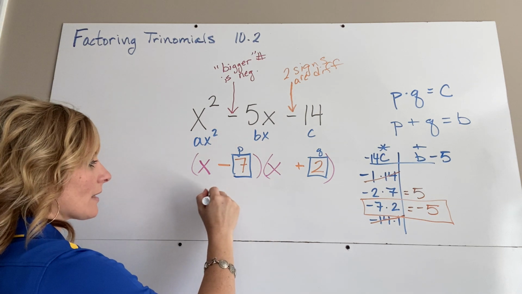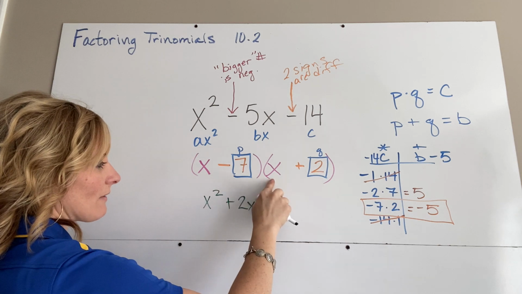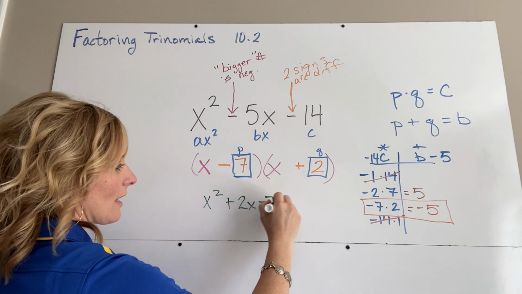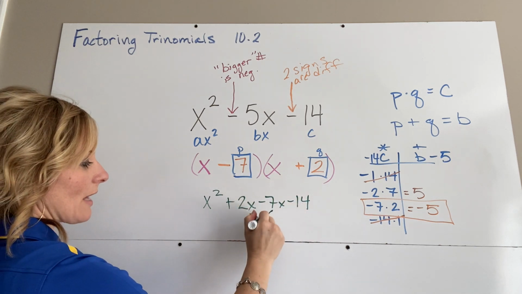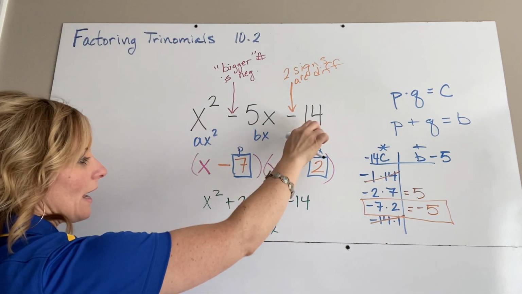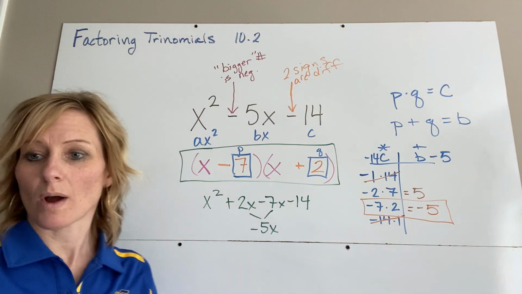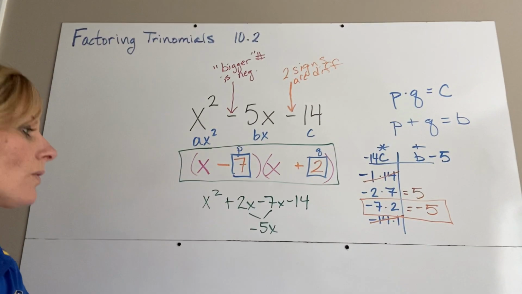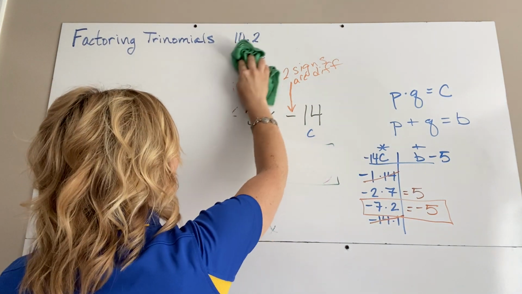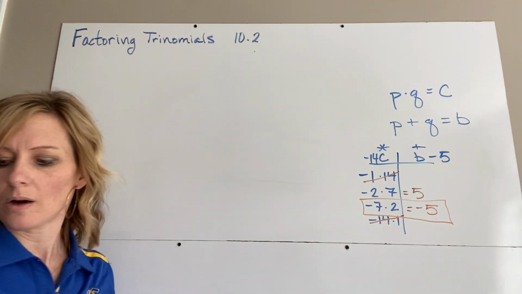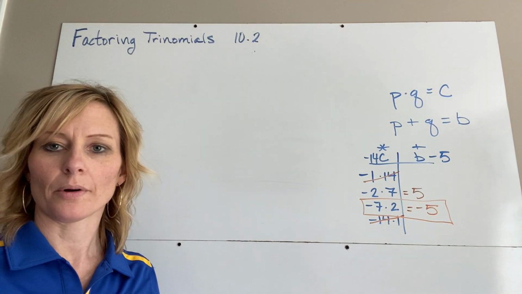X times x, x squared. X times 2, it's a positive, 2x. Negative 7 times x, negative 7x. Negative 7 times 2, negative 14. You see these come together, give me that negative 5x, and I know that I'm right, okay? If you watched that, you'll know that I just did number 1 from your homework, all right? So, here we go. I'm gonna erase that. Okay, the next one. Let's do number 2.